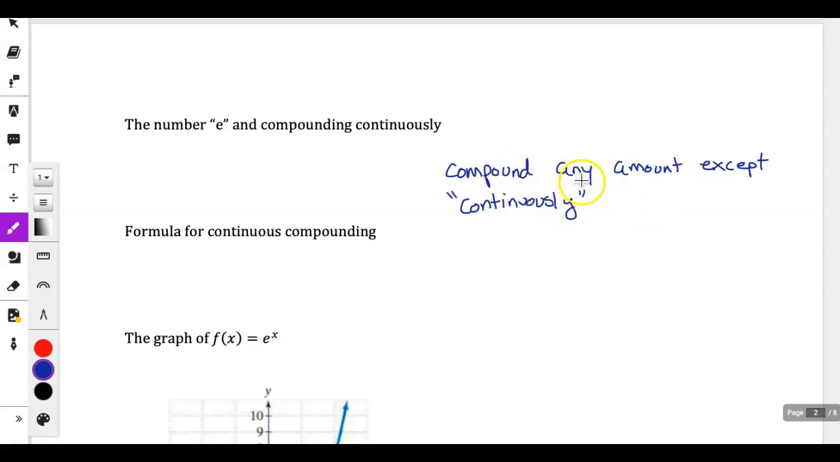But if I ask you to tap every second or every minute or every hour, you could do that, because we have clocks that take care of that. So if I want to compound any amount except continuously, I use the formula from the first page, A equals P times 1 plus R over N to the NT. But if you want to compound continuously, here's the formula. A, the ending amount, equals P, your initial amount. Now instead of the 1 plus R over N part, we use the letter E, and that's 2.71828, etc. There's an E button on your calculator. If you type E into Desmos, it knows what you mean. And then we raise that to the R, the interest rate as a decimal, times T.